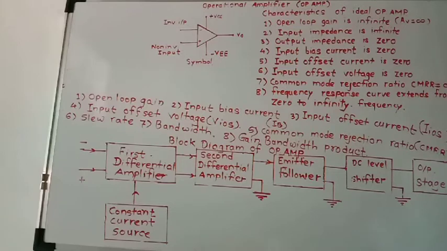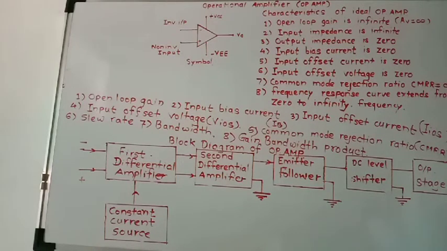Then what is meant by bandwidth? The bandwidth of an amplifier is the range of frequencies over which all the signal frequencies are amplified almost equally. That is, the gain of the amplifier should be constant.